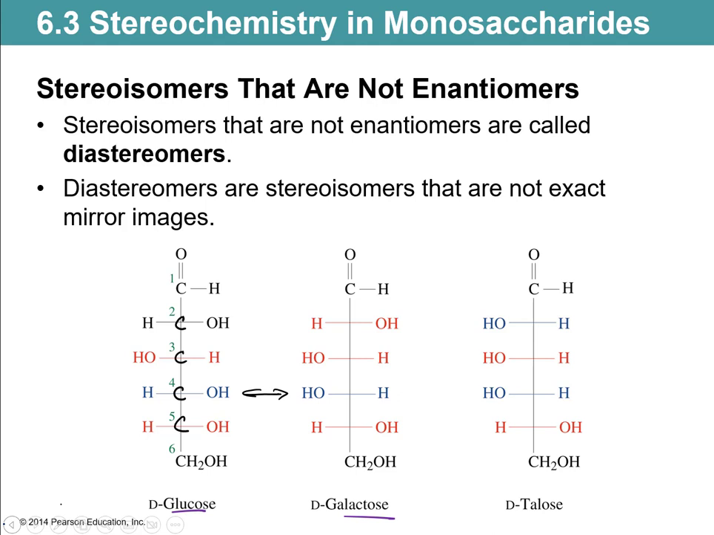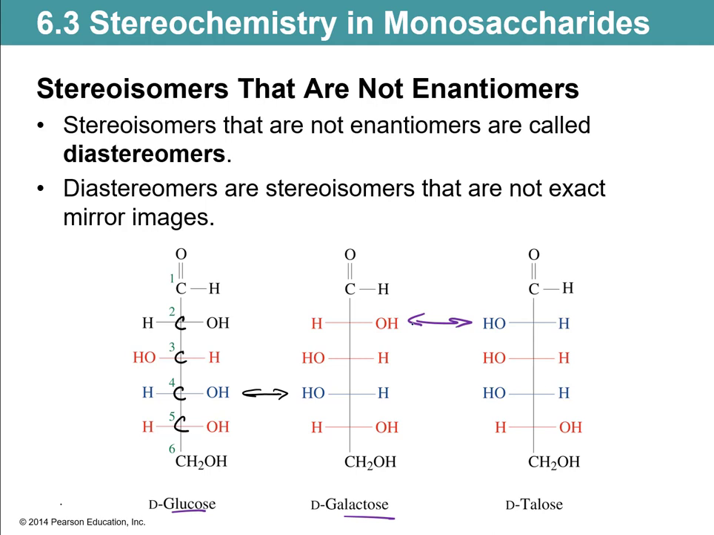Between galactose and talose, these are the only differences. Notice there, galactose and talose are identical except for carbon number 2. They always number the carbon when they're listed like this in a chain. Carbon 1 is at the top, carbon 6 is at the bottom. It always starts with the aldehyde, or the end closest to the ketone, in the numbering of it.